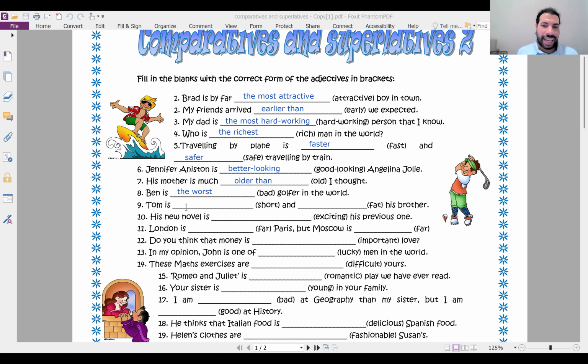Tom is and his brother. I'm comparing between Tom and his brother. So Tom is great. Tom is shorter.